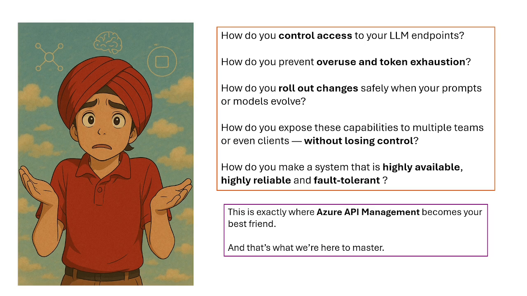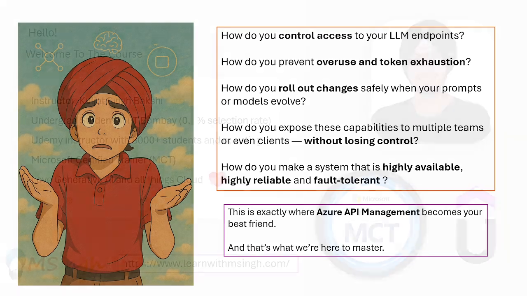But questions soon follow. How do you control access to your LLM endpoints? How do you prevent overuse and token exhaustion? How do you roll out changes safely when your prompts or models evolve? How do you expose these capabilities to multiple teams or even clients without losing control? And this is exactly where Azure API Management becomes your friend, and that's what we are here to master.